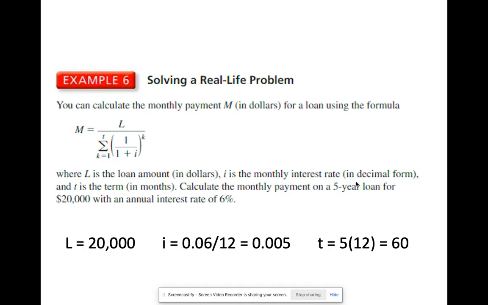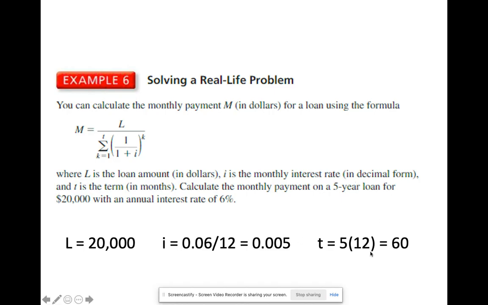So calculate the monthly payment on a 5-year loan for $20,000 with an annual interest rate of 6%. So here you're borrowing $20,000, and the interest rate is 6%. And then the question is, how much do you pay monthly? Okay, and you're going to be paying it in 5 years. So in monthly terms, since 12 months is 1 year, multiply 5 by 12, you get 60.